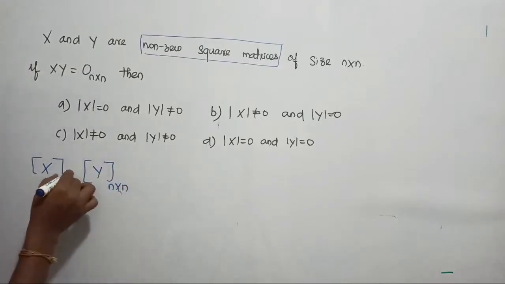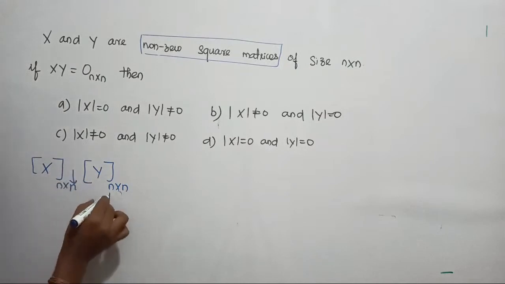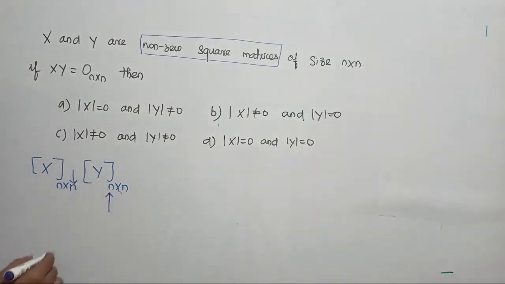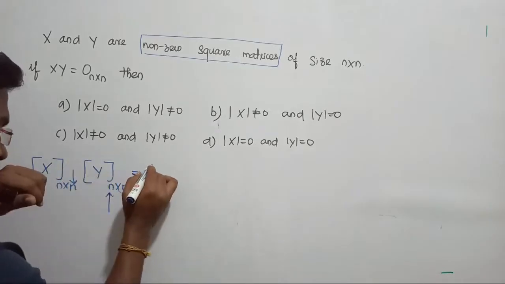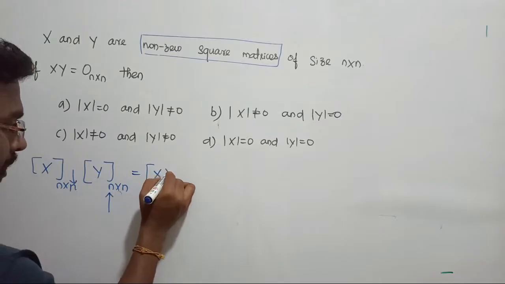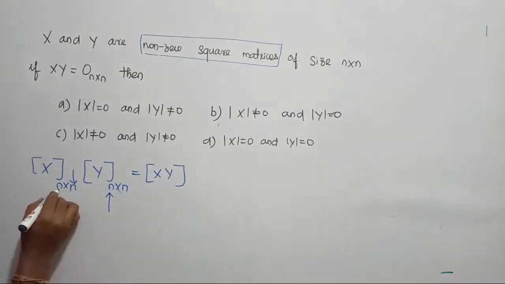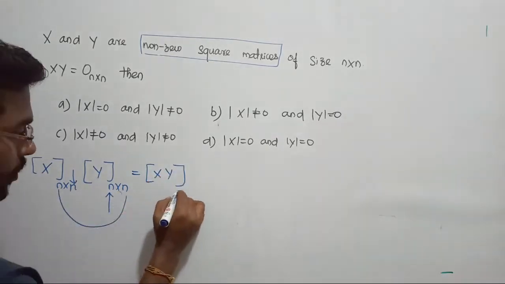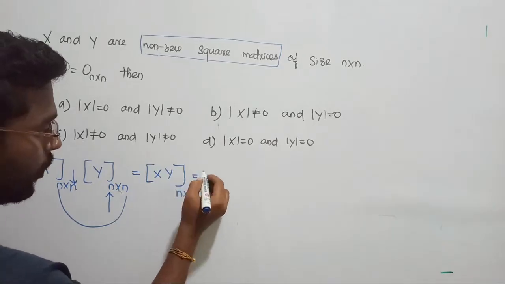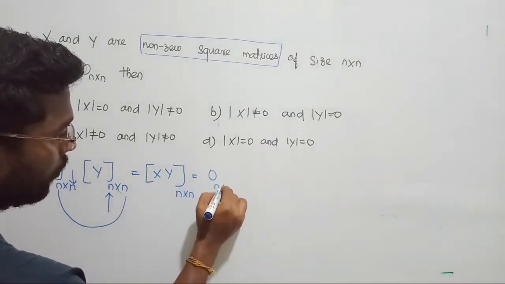See there, the number of columns in the first matrix and the number of rows in the second matrix will become equal, such that matrix multiplication is possible. Then when we are multiplying these two matrices, the resultant order will be rows in the first one, columns in the second one, such that it will become n cross n. So it will give you 0, right? It will give you 0.